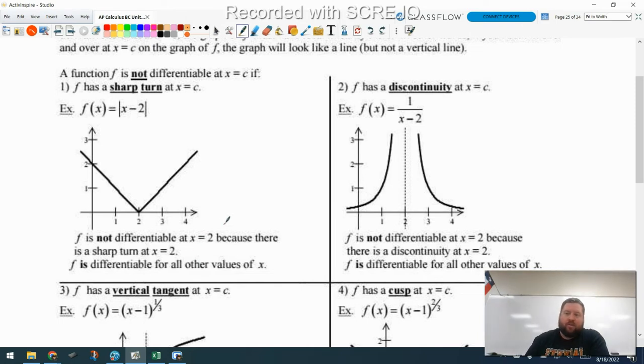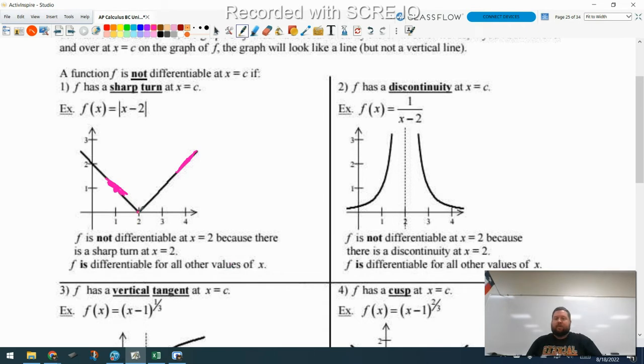That's one way to explain it. I'll show you a more formal way to do it with limits in a second. But that is the only point where this function is not differentiable. f is differentiable for all other values. Take x equals 1, for instance. You see how that's a line there? I'm going to draw that a little better. I can draw a tangent line there, or at x equals 4 right here, I can draw a tangent line right there.